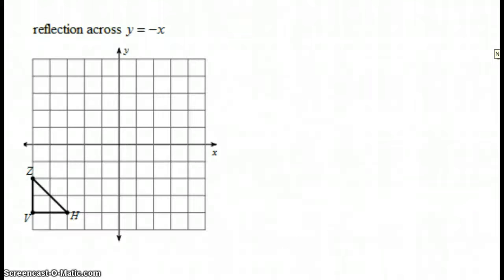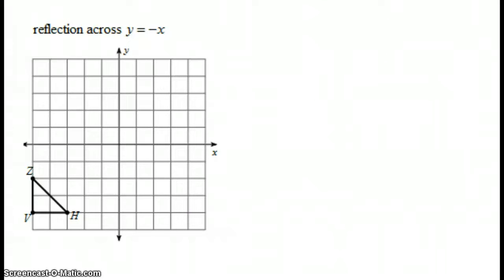The problems I'm going to be doing are not in your packet, but they're very similar to your packet. So just watch this problem or do it in your notebook with me, and then you'll be able to apply it to the other problems.